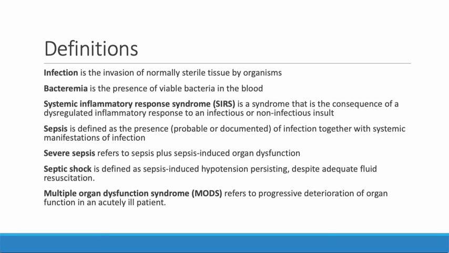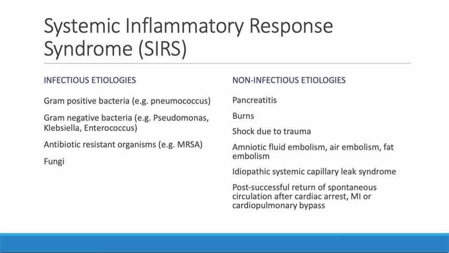Okay. Sepsis is the SIRS, systemic inflammatory response syndrome, plus an infection. Severe sepsis is with some organ dysfunction. Septic shock is persistent hypotension despite giving plenty of fluids. And then we're going to talk about MODS in a minute. So the systemic inflammatory response syndrome can happen because of infection or non-infection, right? Like pancreatitis or burns or shock from trauma and fluid loss, right?